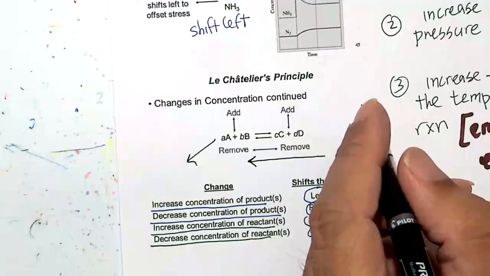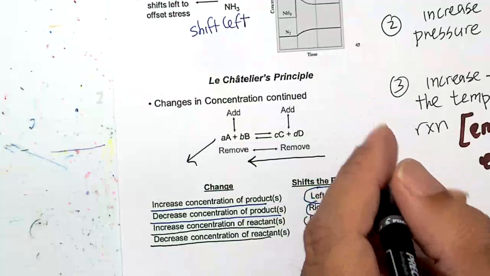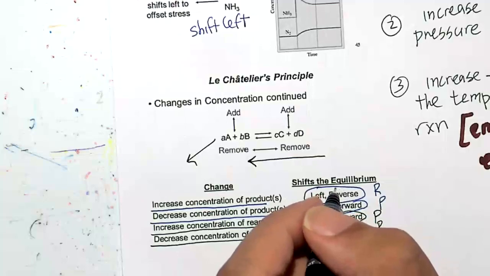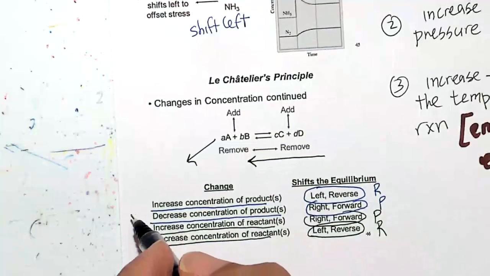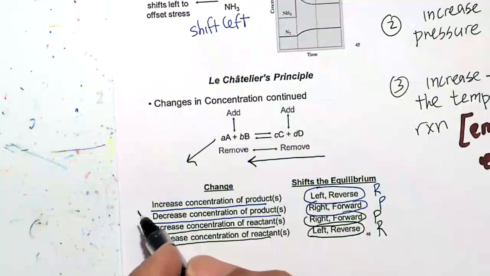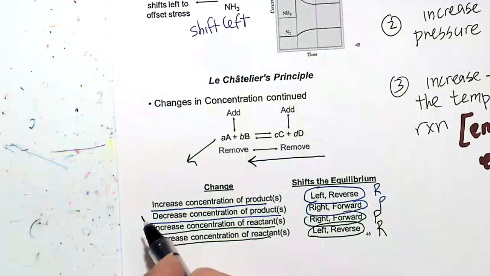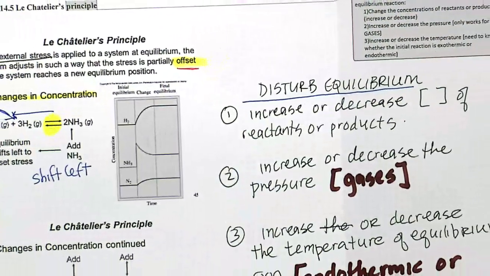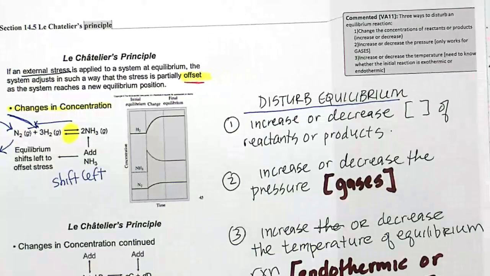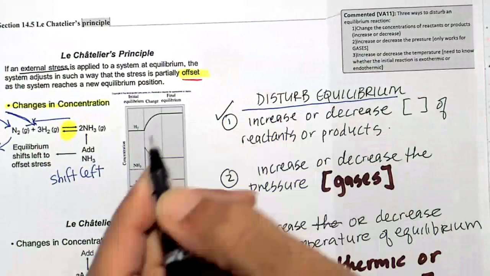Right, so that's how you change the concentrations, you disturb the equilibrium. It just goes back to offset. Okay, the key word is offset. You add the reactant, it will move away from the reactant. You remove reactant, it will move towards the reactant. Okay. So that is changing the concentration of either the reactant or product.